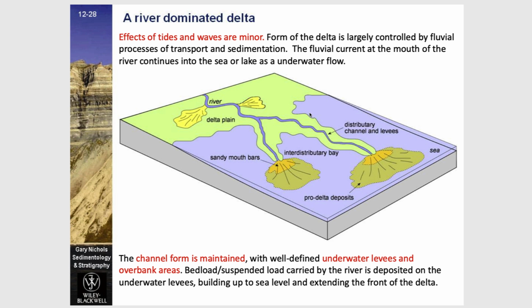So the channel form is mostly maintained, which is commonly related to the development of vegetation in the levees, which will stabilize them. So we tend to maintain the levees, and this ensures that we also maintain the channel deposition and the progression of the channel as well, with well-developed overbank areas.